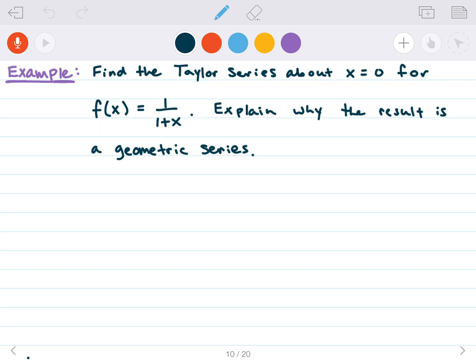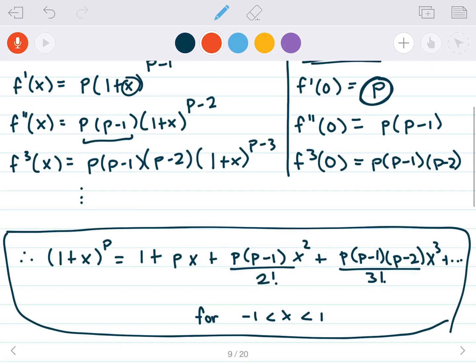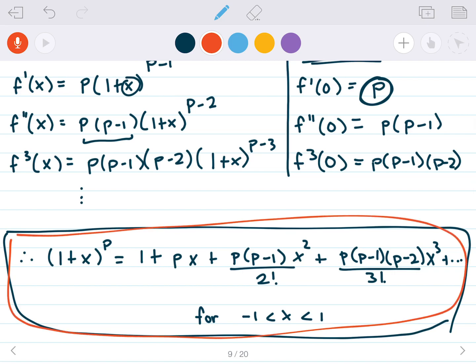Okay, so let's see. What do we have here? We have f of x equal to 1 over 1 plus x. Now, in order to use my binomial expansion, I want to make sure that I have 1 plus x to a power p. How can I write this as 1 plus x to a power p? I can simply write it as 1 plus x to the negative 1, right? So in this case, p is equal to negative 1, and so I can use that expansion, using this formula with p being negative 1.